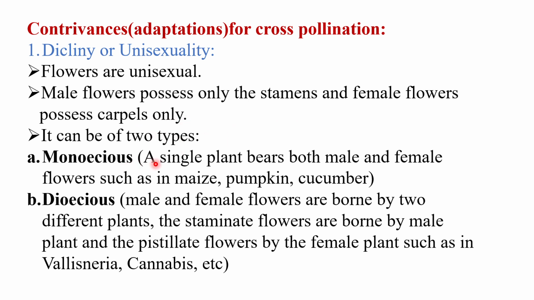First one is monoecious. In monoecious, a single plant bears both the male and female flowers, such as in maize, pumpkin, and cucumber. In dioecious, male and female flowers are borne by two different plants. The staminate flowers are borne by the male plant and the pistillate flowers by the female plant, such as in Vallisneria and cannabis. So these are two important terms, monoecious and dioecious.